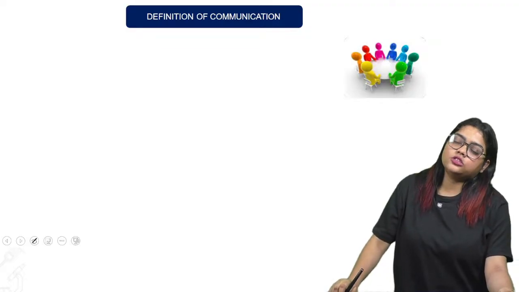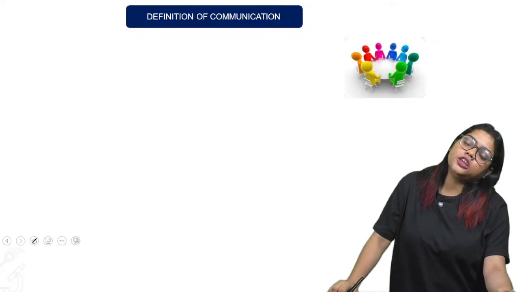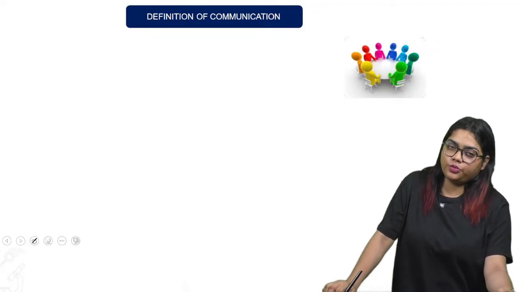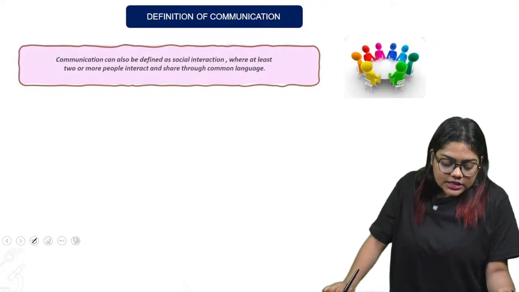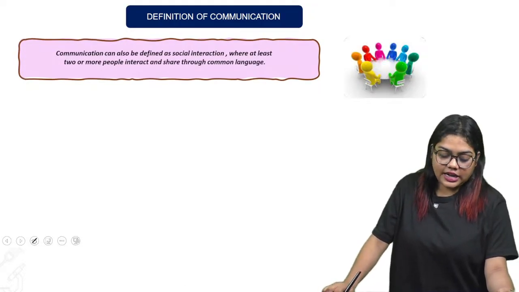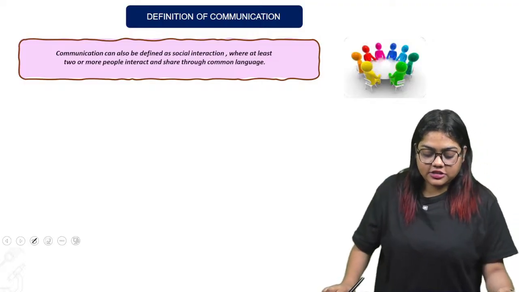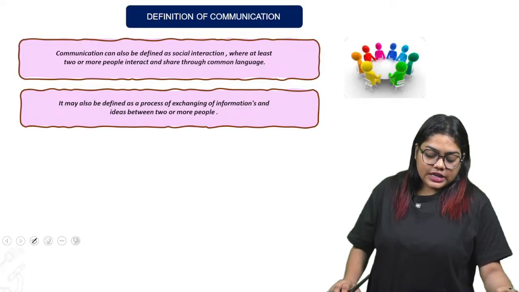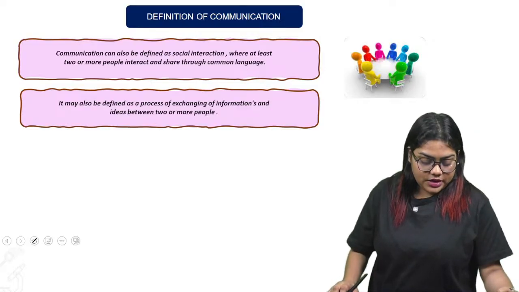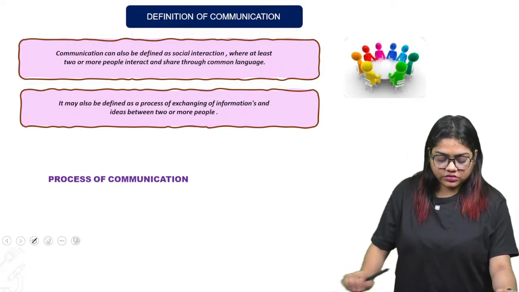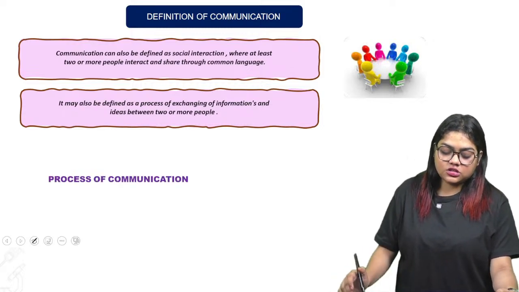Next is communication. So what is communication? Communication is a process of transferring information from the sender to the receiver. It can also be defined as social interaction where at least 2 or more people interact and share through a common language. It may also be defined as a process of exchanging information and ideas between 2 or more people.